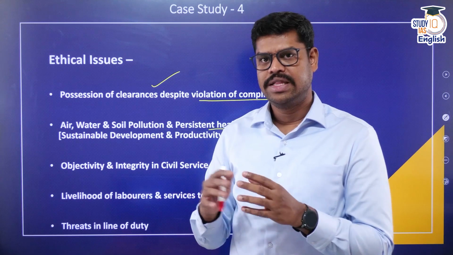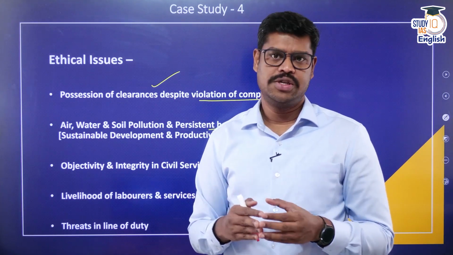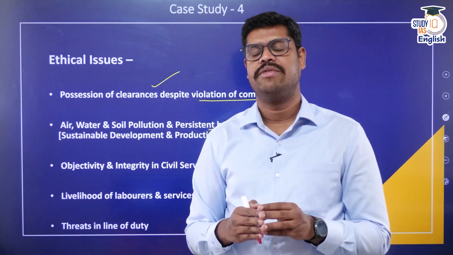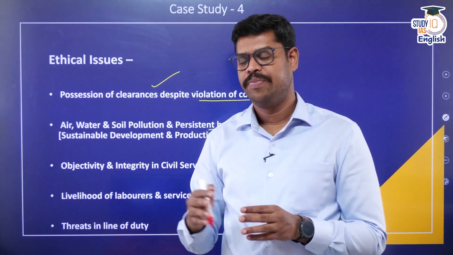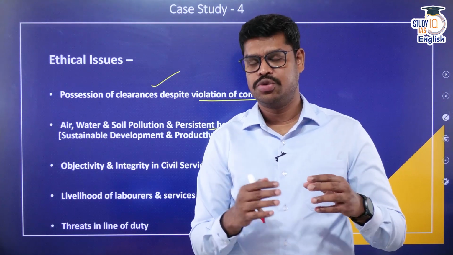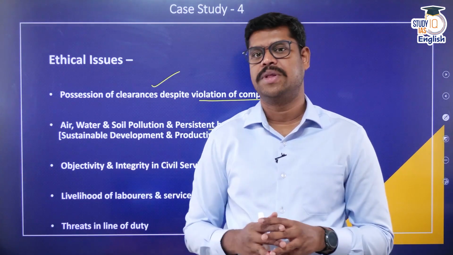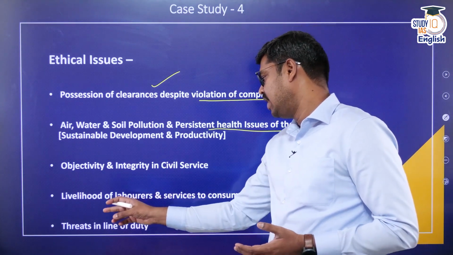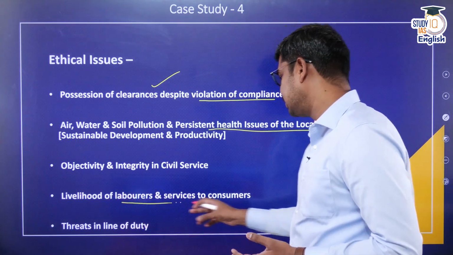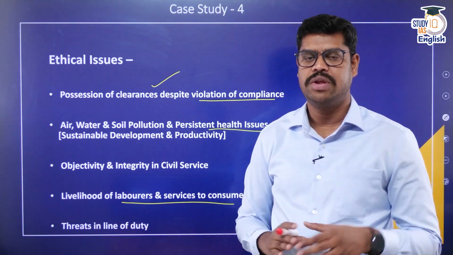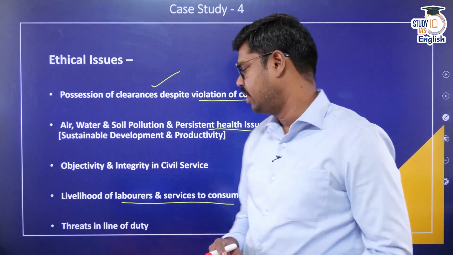So here there is an ethical dilemma for the officer as to what he has to do, whether he has to shut down these industries if they are not having the clearances, or think of the livelihood of the migrant laborers. So he has to be a little bit more empathetic. So again, this is an ethical issue. Because the livelihood of the laborers and the services to the consumers might also get affected if he is trying to enforce the duties objectively. So that is again an ethical issue.